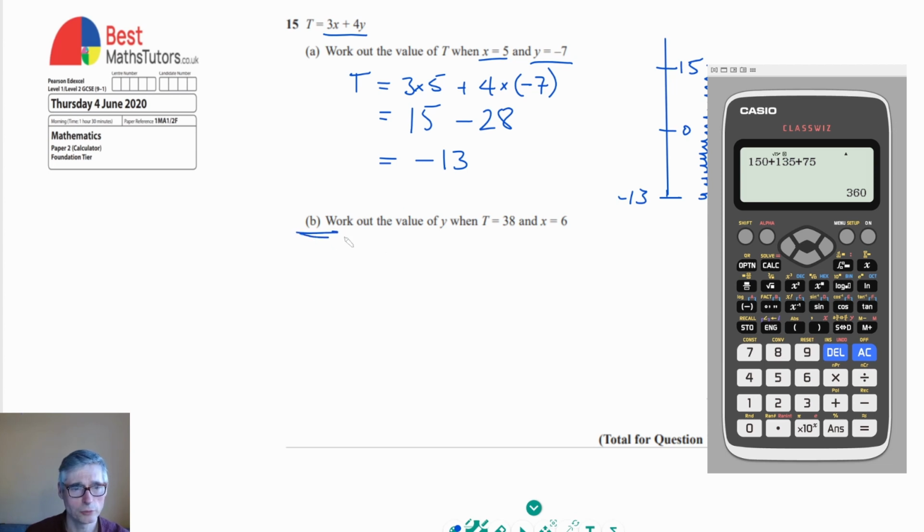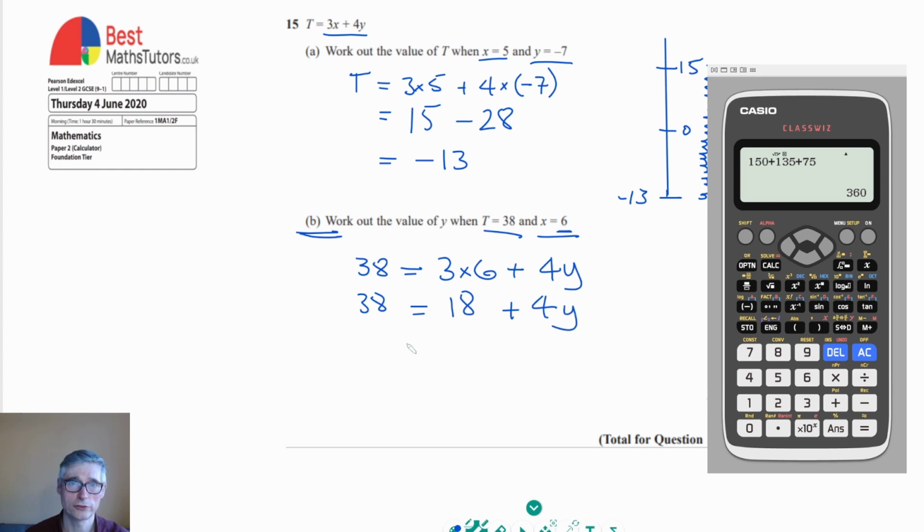So for part B, we've got to now work out the value of y when t is 38 and x is 6. So what I can do is just substitute into the formula again. So I'm going to replace t by 38. So there we go. 38 equals 3 times, so x is 6, we're told there, and that's plus 4y. So we don't know what y is, but we're trying to work it out. So the first thing I'm going to do is just work out what 3 times 6 is. So I've got 38 equals 3 times 6, which is 18, plus 4y.